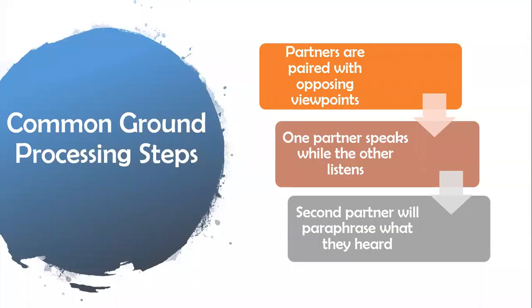So common ground steps. Basically, you start with generally 4 or more group members. If there's any more group members than that, they sit outside the circle. The 4 members are partnered up. One person has one viewpoint, the other has the opposing viewpoint. One partner is going to speak while the other one simply just listens to what that person is saying. And then once that person is finished, the second partner will paraphrase back to them what they heard them say and what they heard them feel, or what they think they were feeling.